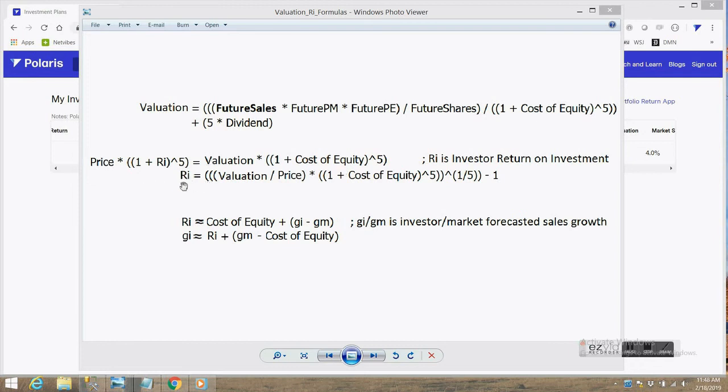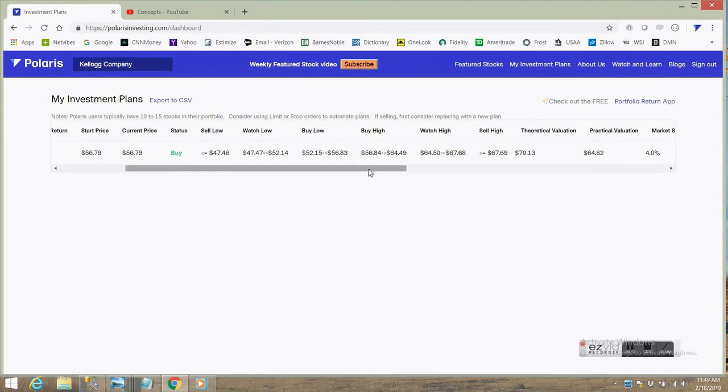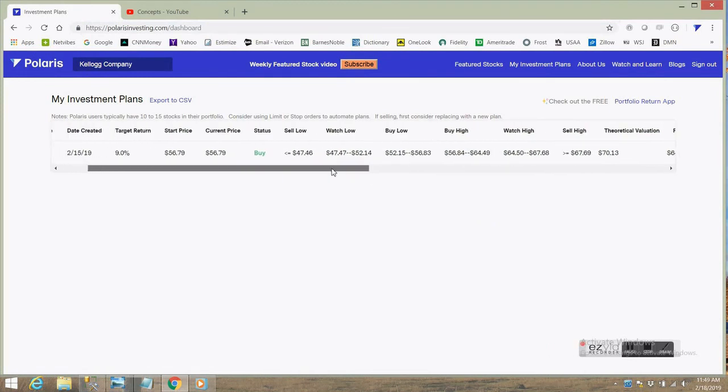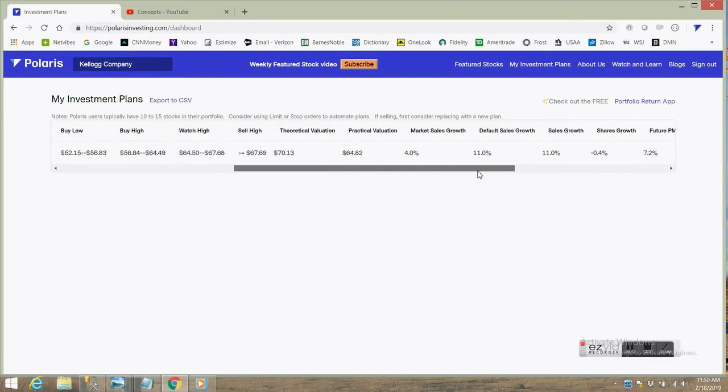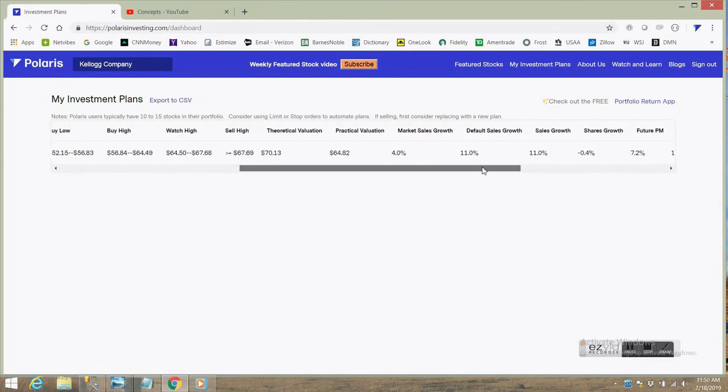Well, you do the algebra here, and you end up with a formula for the investor's return on investment based on the current valuation divided by the price, and then times what you see here in the rest of the calculation. Now, if you go look at the investment plan, and you go looking for the theoretical investment return, you'll notice that it's not actually saved off. If you're interested in that, you can recalculate it using the formula that we just went through.